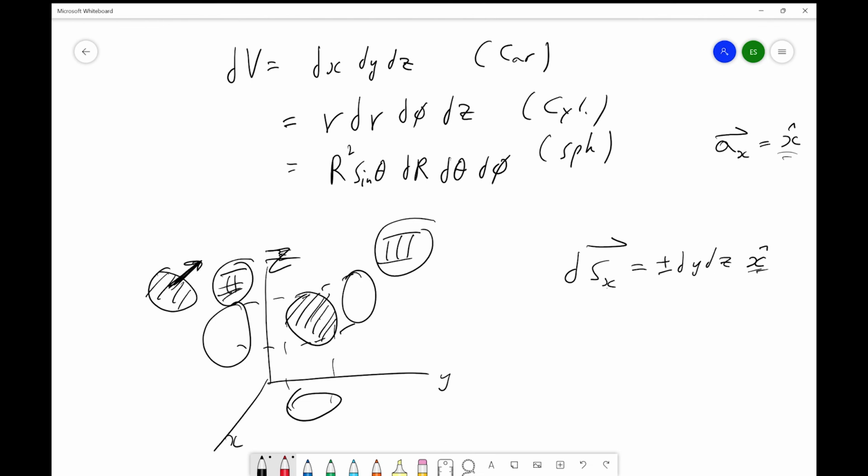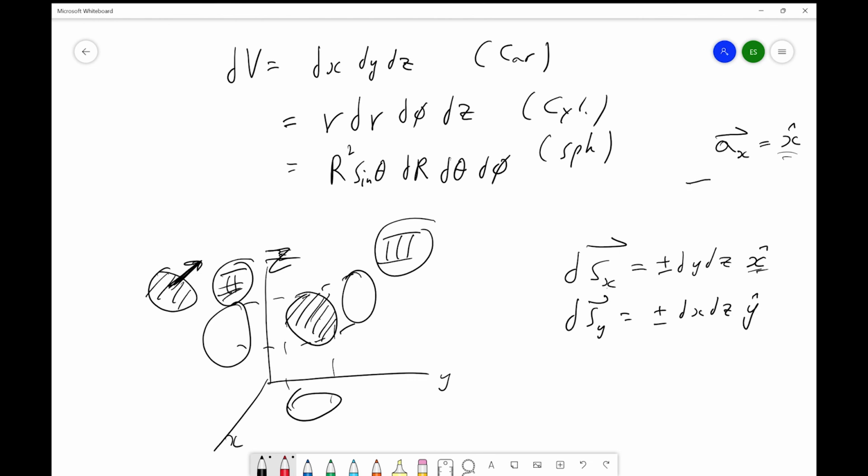Okay. Perhaps I need to correct that in the notes. I don't know why I went with that notation, but dsy is plus minus dx dz y hat. The reason for the plus minus is there's an ambiguity.